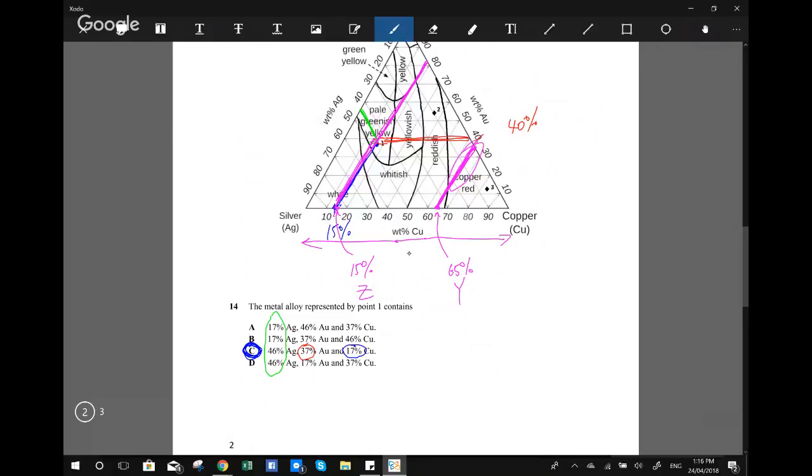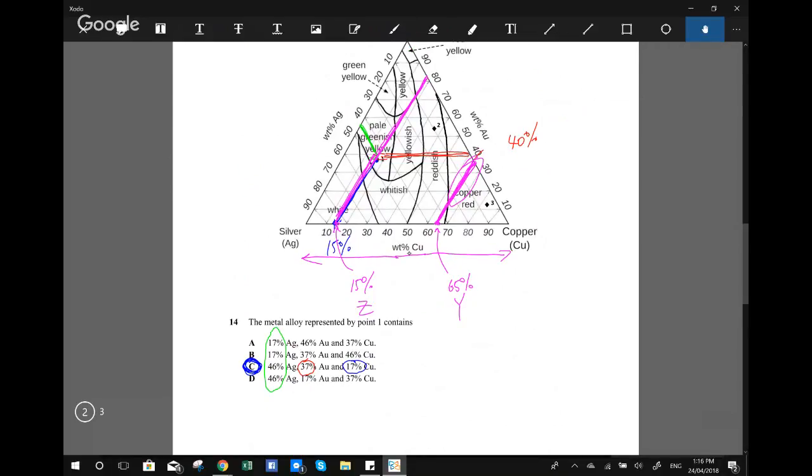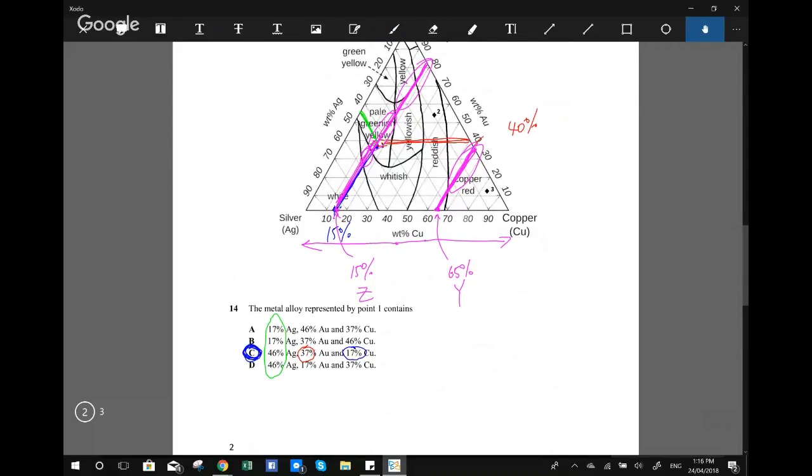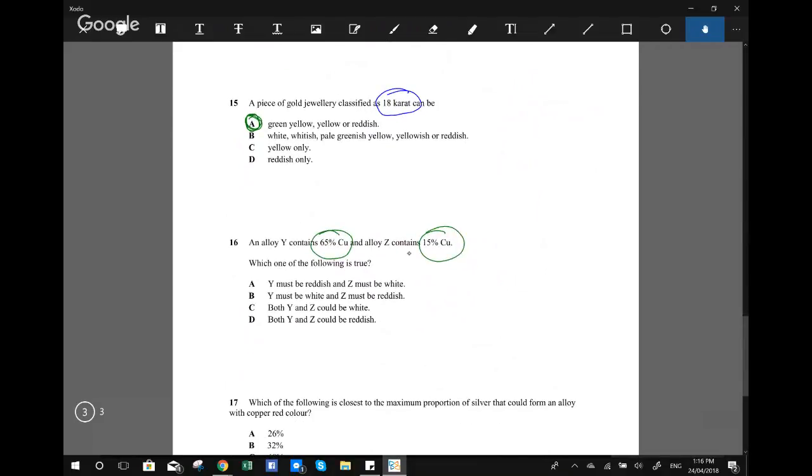for Y. And for Z, which is 15%, you can see that that line crosses whitish as well as pale greenish yellow, as well as yellowish yellow and reddish. Okay, so it crosses through quite a few. So it's definitely not A.